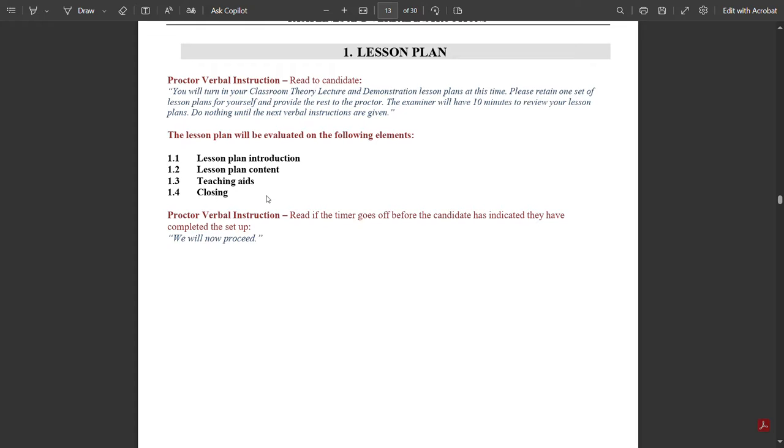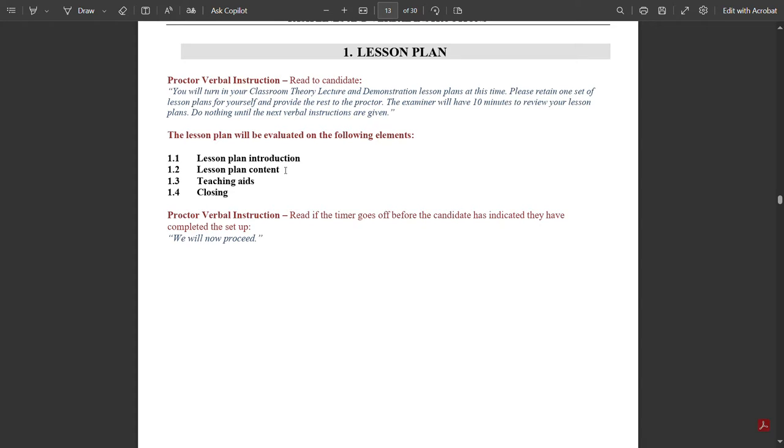And then some sort of method of evaluation. So for your lecture, it may be students will take the test on such and such chapter. For your demonstration, that may be students will perform a such and such on a mannequin or whatever.